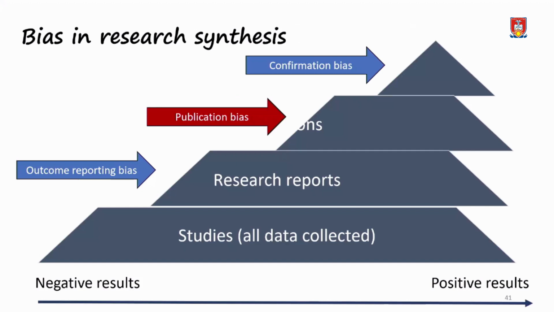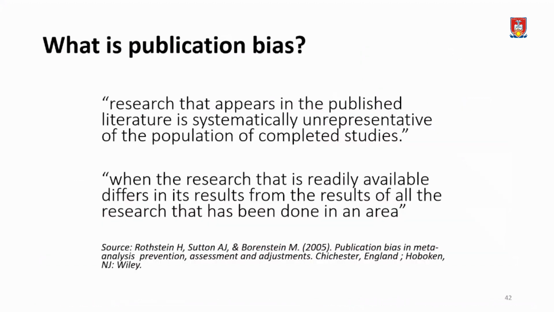We've talked about this, and the aspect that systematic review is attacking is publication bias. This is just to define publication bias: research that appears in public literature is systematically unrepresentative of the population of completed research. Usually what we have in publications is systematically unrepresentative of everything that we have been doing in terms of research.